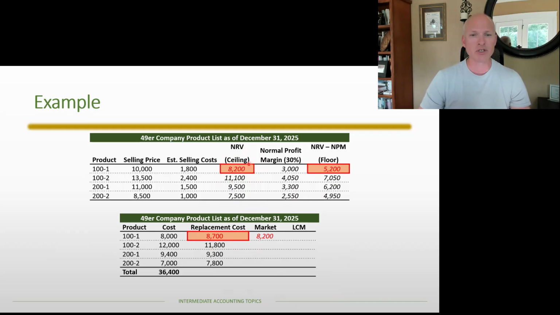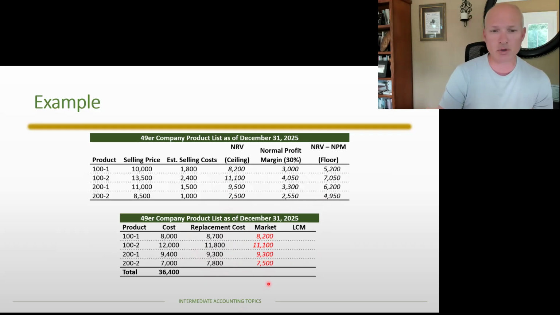And then we're going to do that same thing for the next one. So now we have a replacement cost of 11,800. We compare it to 11,100 and 7,050. We can see that the replacement cost is more than the ceiling again, so we would use the ceiling. For the third product, the replacement cost is between the ceiling and the floor, so we would use the replacement cost. And for the final one, the replacement cost is more than the ceiling, so we would use the ceiling. And so the market is defined for each item by comparing its replacement cost to the ceiling and the floor.